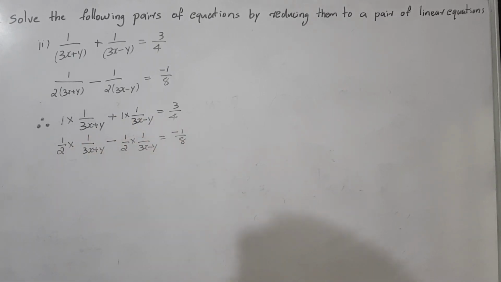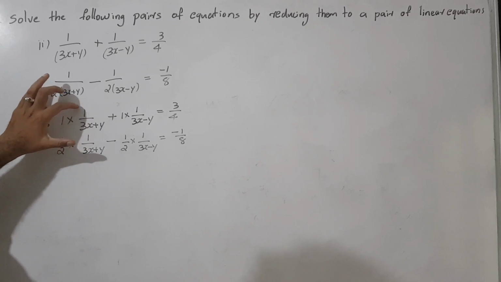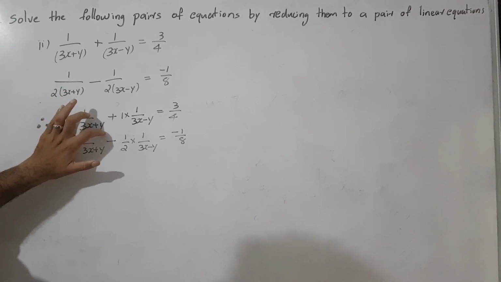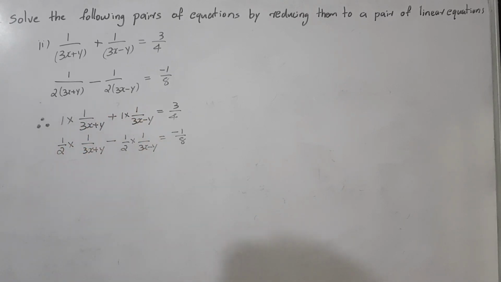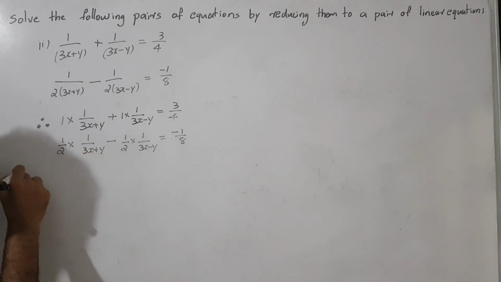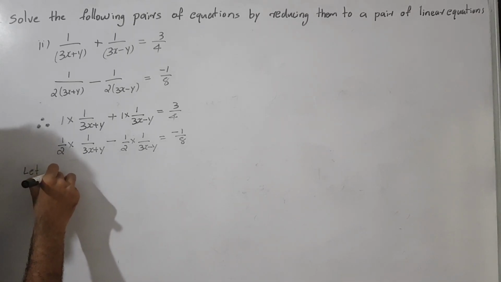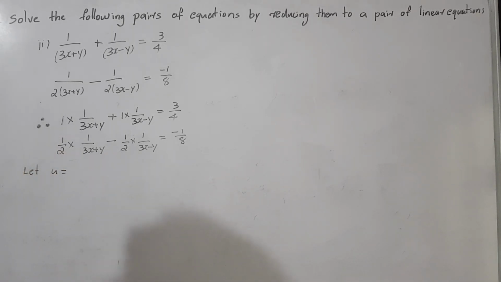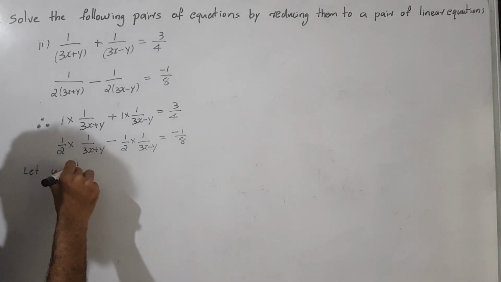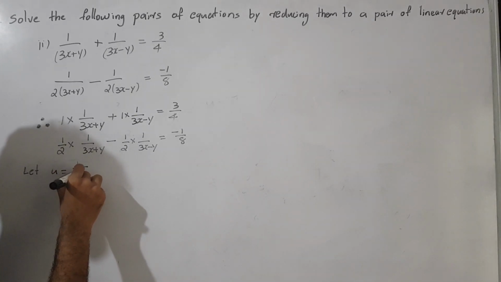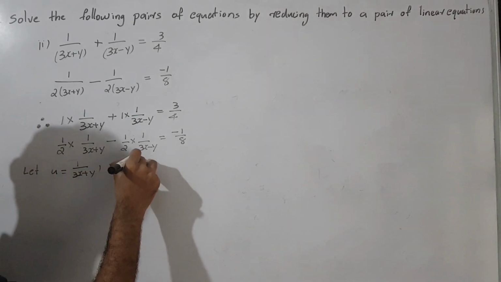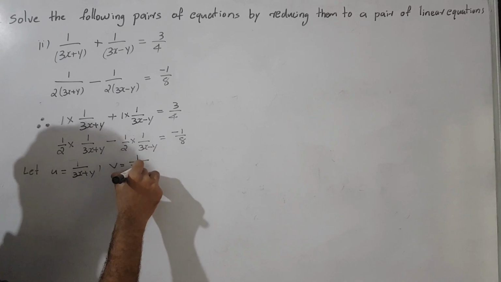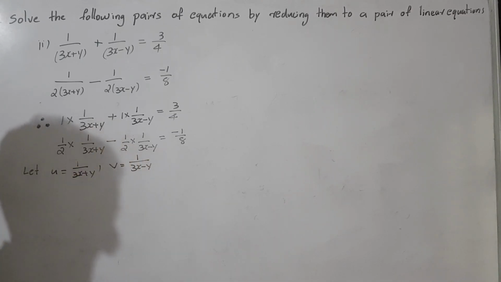Okay, then what is next? Next, we choose the value of u as 1 by 3x plus y and the value of v as 1 by 3x minus y. Okay, so next let u is equal to 1 by 3x plus y and v is equal to 1 by 3x minus y.